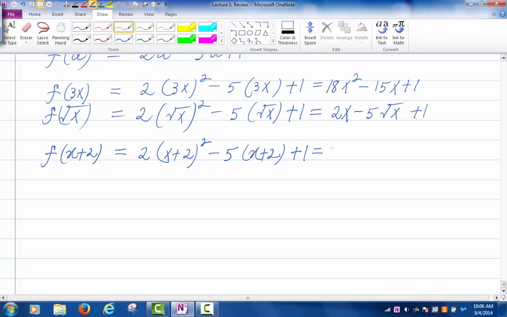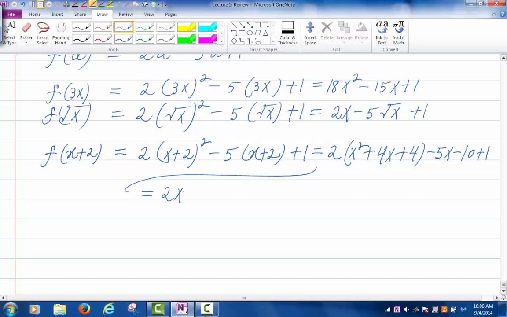Let me just say this is 2 times x squared plus 4x plus 4. I'm just multiplying x plus 2 and foiling it, right? Minus 5x minus 10 plus 1. And that's going to be basically 2x squared, 8x minus 5x is 3x, and 8, 9 minus 1.